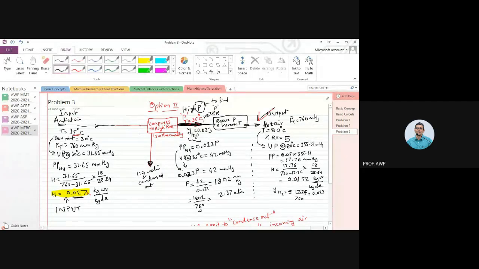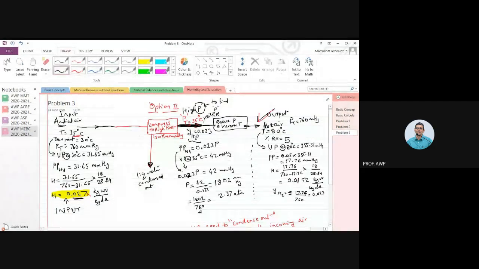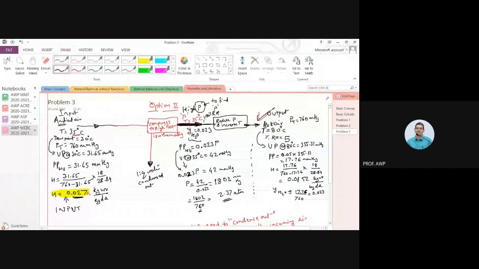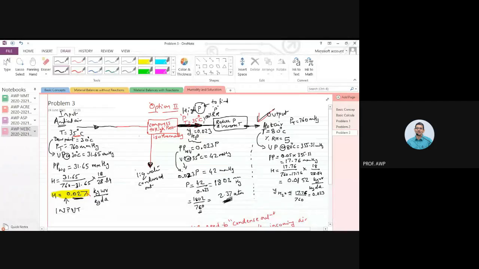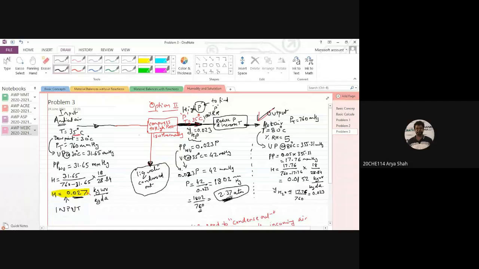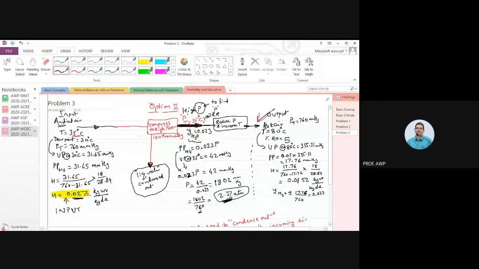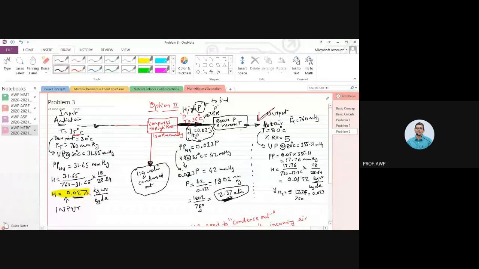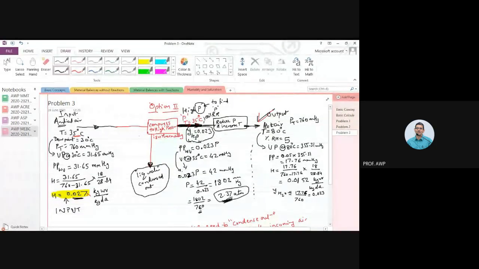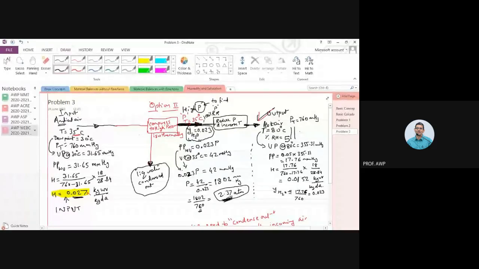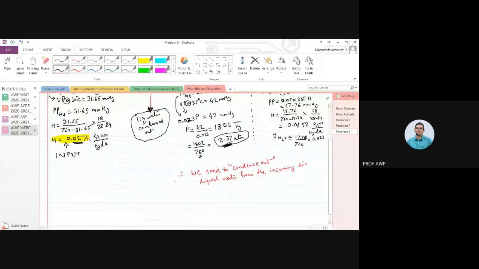So now if I compress this incoming air to a pressure of 2.37 atmospheres, then liquid water will condense out of it, because this pressure is more than the dew point pressure, and therefore the remaining air will have lesser mole fraction of water vapor, and then if I heat, I will get the required air. So these are the two options that we have. Do you agree? Do you disagree?